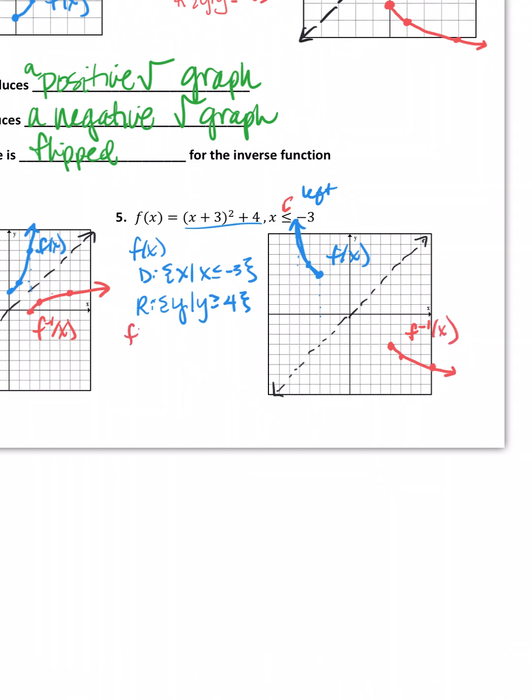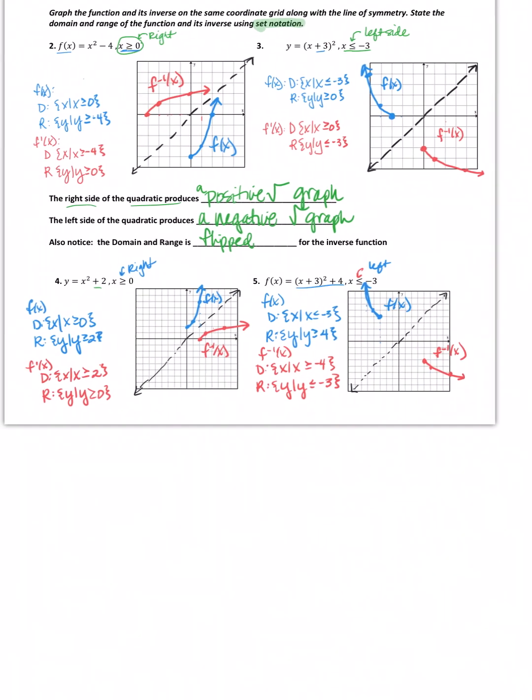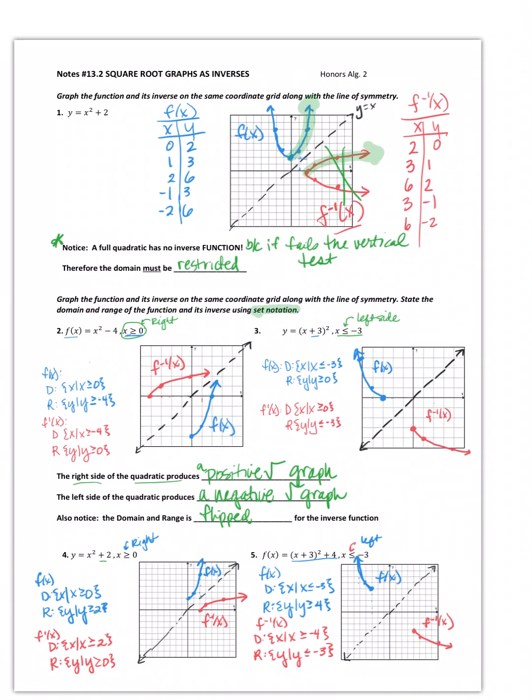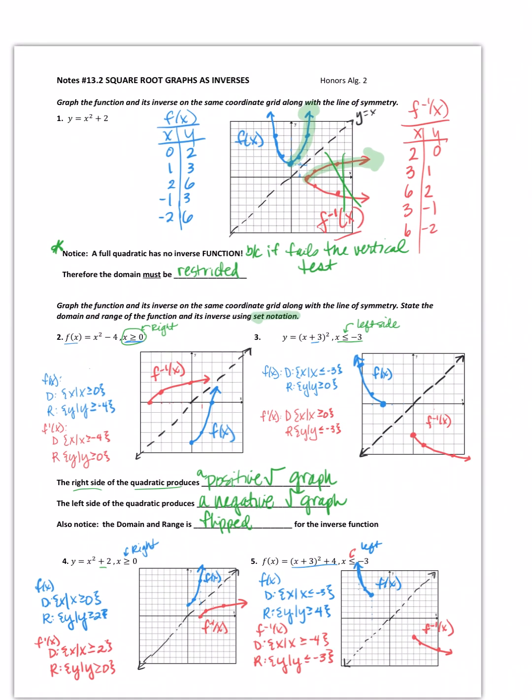All right, so let's do our domain and range. X is greater than or equal to -4. And my range, y, such that y is less than or equal to -3. They should match. Okay, so hopefully that shows you some patterns to make graphing inverses of quadratics easier. Let me know what questions you have when you get to class.